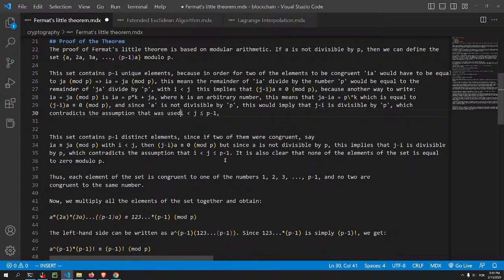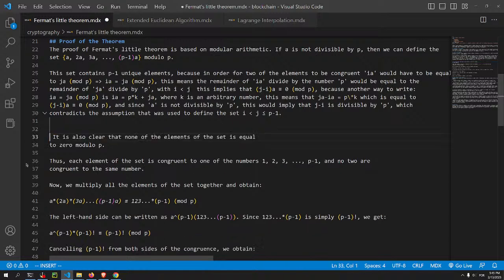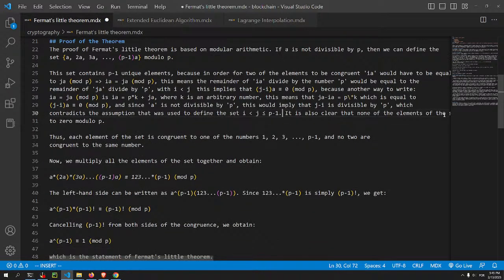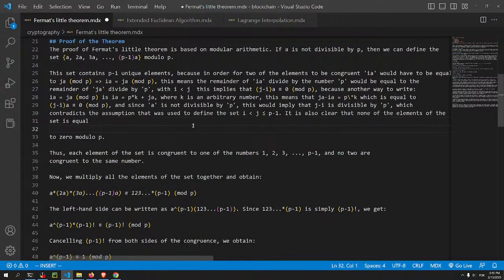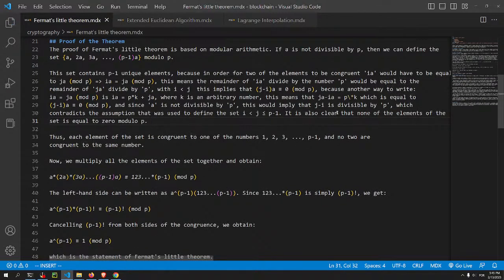This should define the sets. I think this way, I'm gonna leave it like this. But I don't understand really well why it is also clear that none of the elements of the set is equal to 0 modulo p.